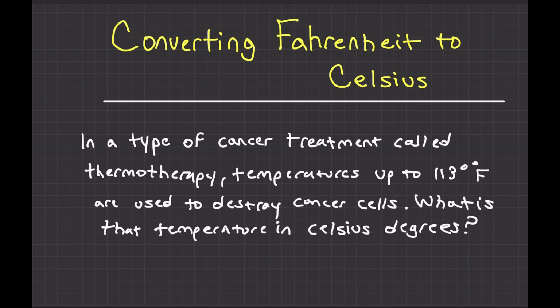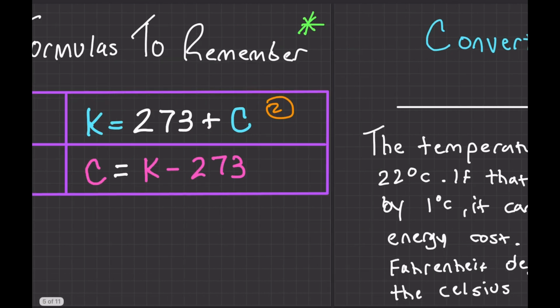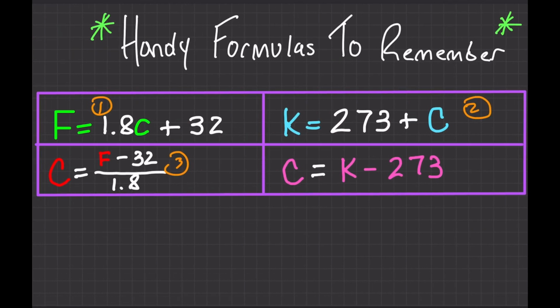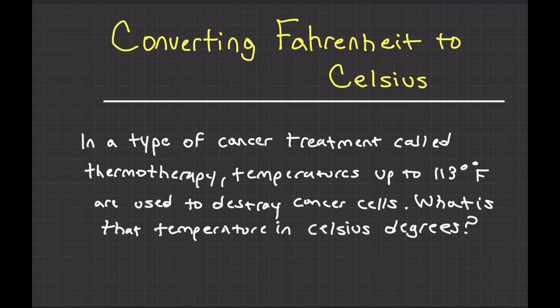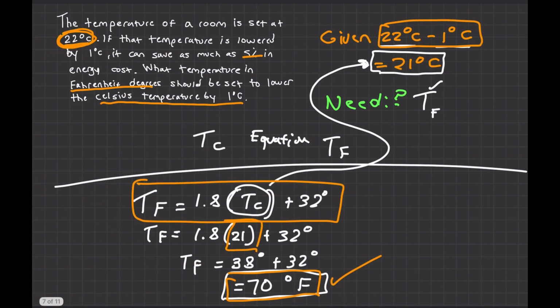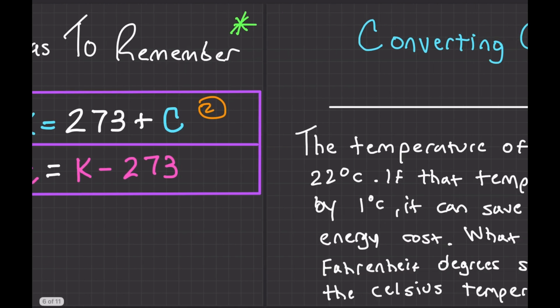So this problem reads, in a type of cancer treatment called thermotherapy, temperatures up to 113 degrees Fahrenheit are used to destroy cancer cells. What is the temperature in Celsius degrees? So if we go back to our chart here, we've already used this first one, right? So now we're looking to convert Fahrenheit to Celsius. So this time around, we're going to be using this equation because we're trying to figure out the Celsius. Last time we found out the Fahrenheit.